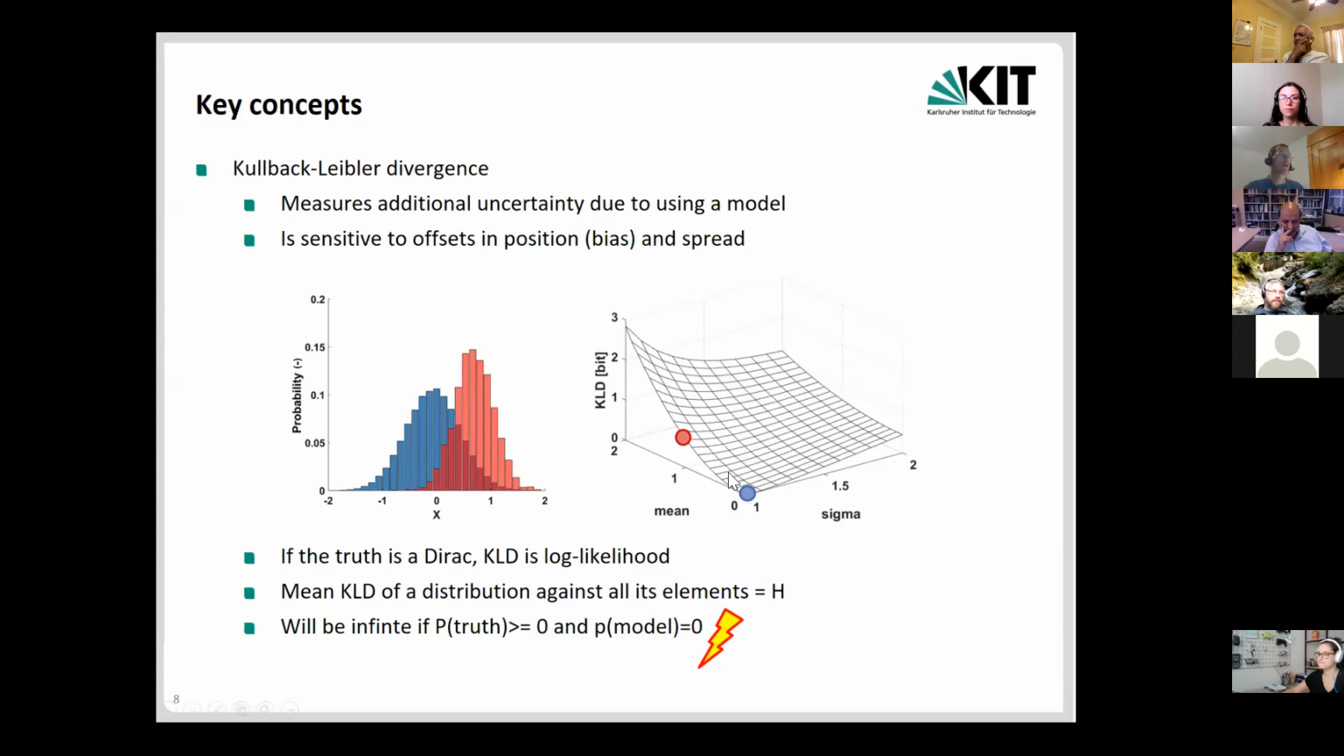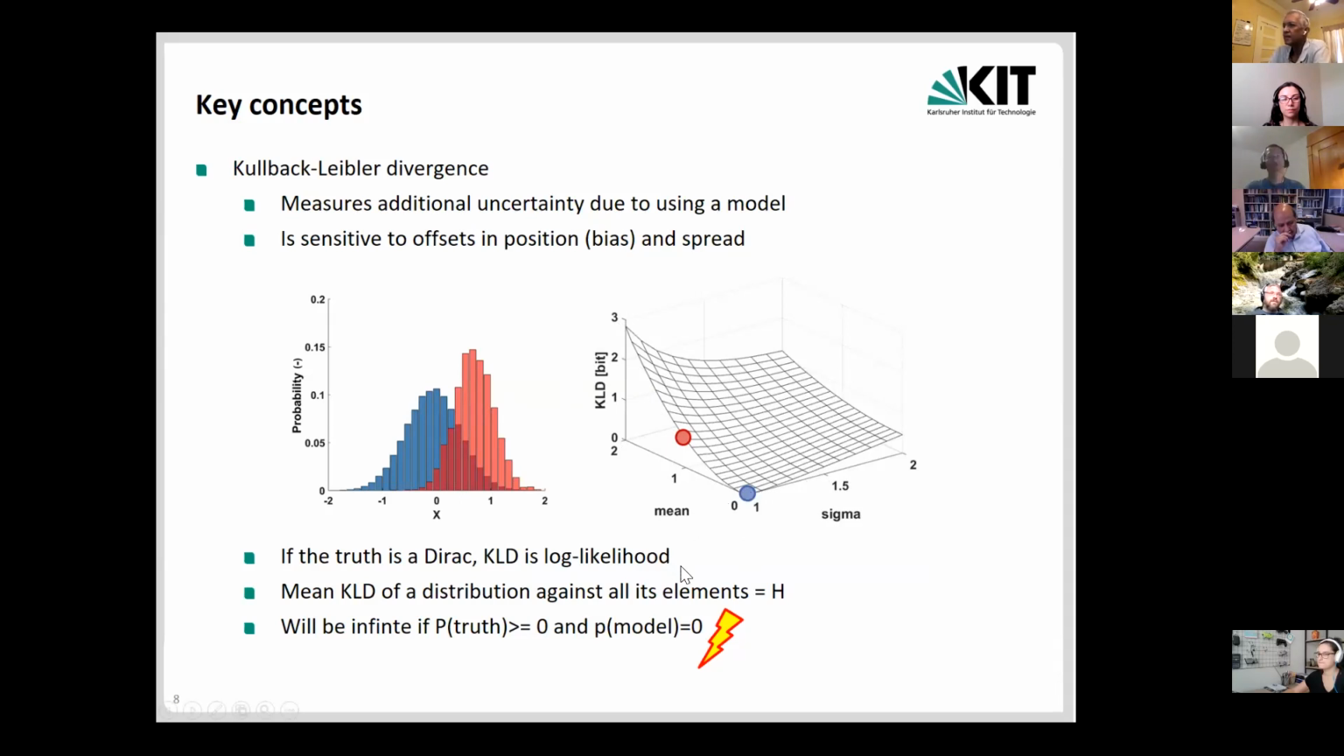Okay. So Kullback-Leibler will be 0 only when the two distributions perfectly agree, but you can see it is very sensitive to offsets in the mean, and it is also, but not to the same degree, sensitive to offsets in the variance.